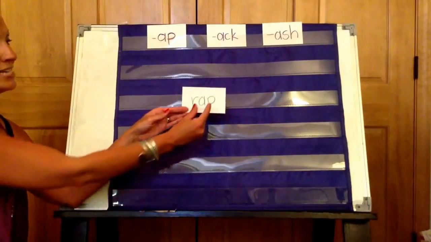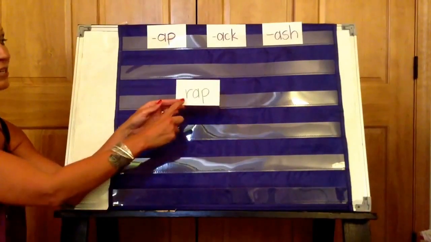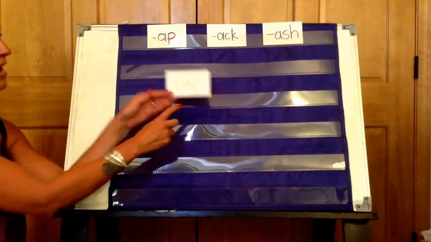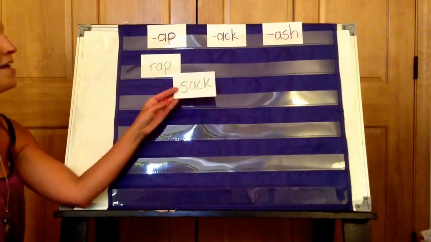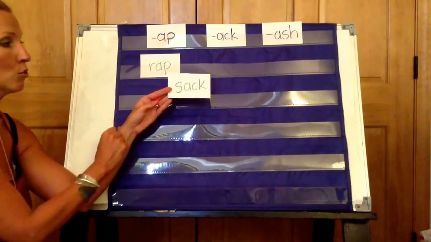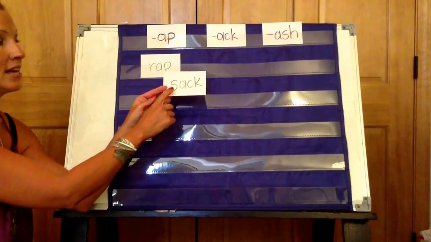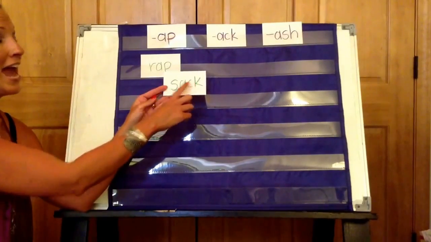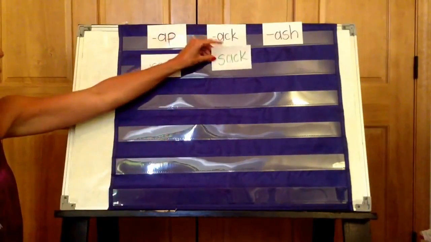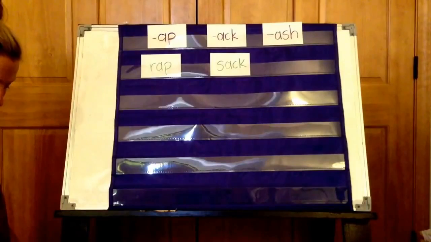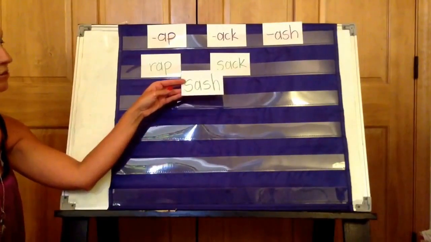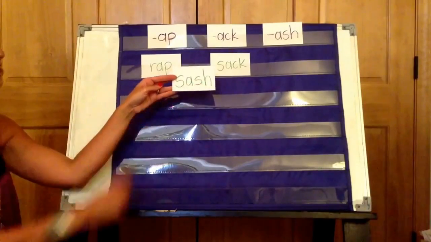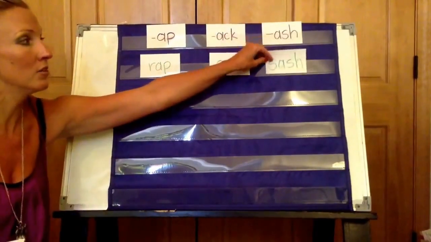This first word, I see the app word pattern. So I'm going to read this as app, rap, and I'm going to sort it under app. This next word, I see the ack word pattern. So I'm going to read this as ack, sack, and I'm going to sort it under ack. This next word, when I look for parts, I see the ash word pattern. So I'm going to read this as ash, sash, and I will sort it under ash.